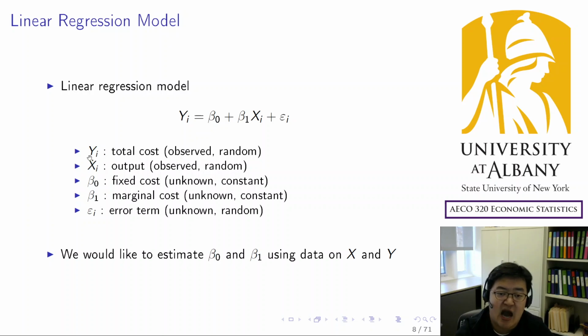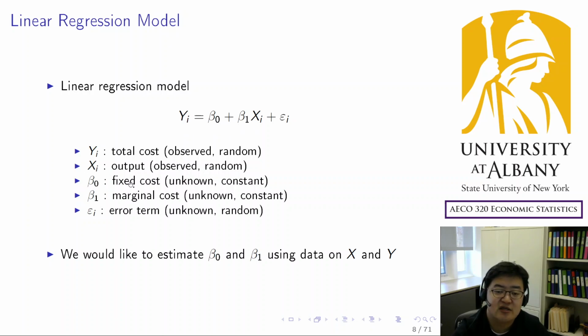And x is the input, how much we produce. So it's here. Then this equation means when you decide to produce this much, we would like to predict how much it would cost, right? When you decide to produce 10 units, we would like to estimate what would be the total cost. And the parameters are beta 0 and beta 1.